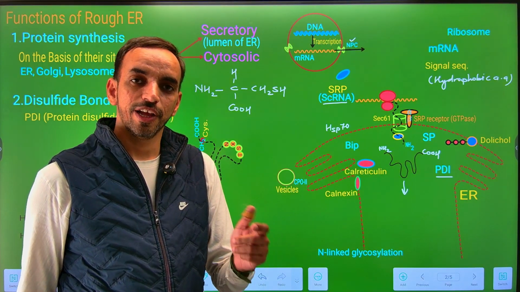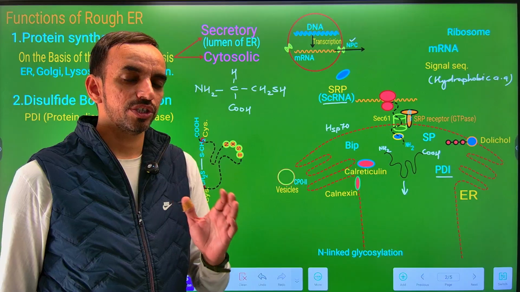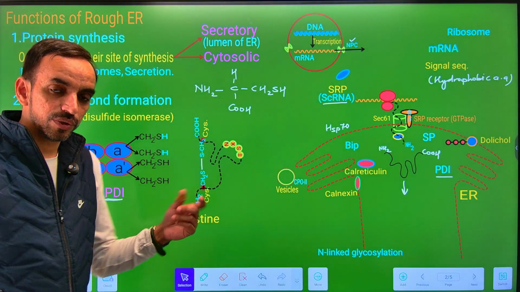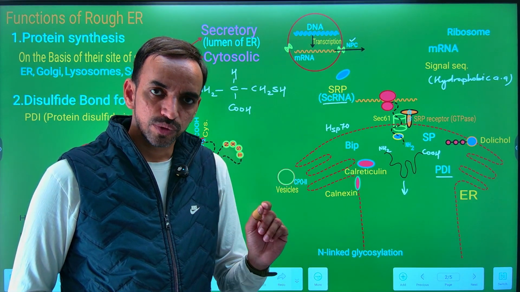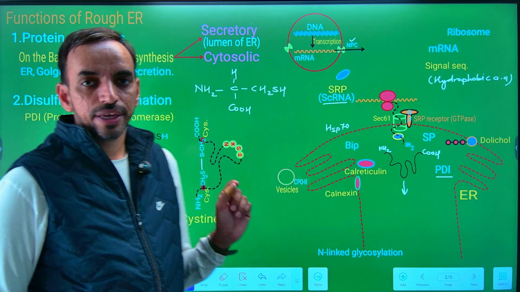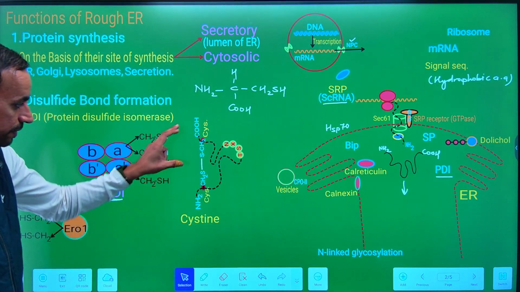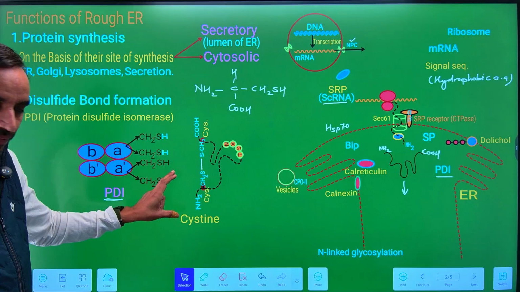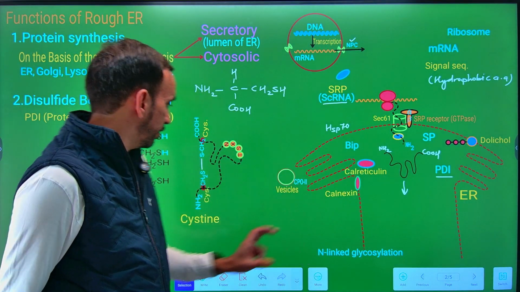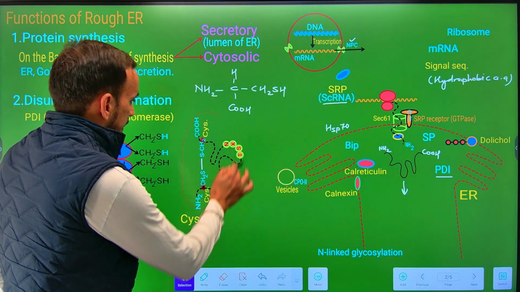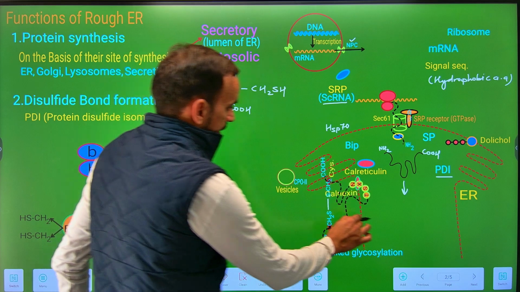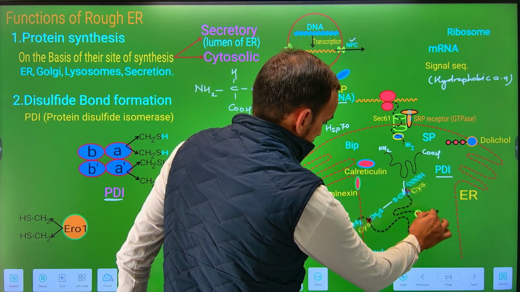like the aromatic amino acids. Aromatic amino acids do absorb, but if the two cysteines remain bound by the disulfide bond, these are known as cystine and cannot absorb the UV radiation of 280 nm. So in this way, a disulfide bond is formed within the lumen of the endoplasmic reticulum. Where do we put this protein back? In the lumen of the endoplasmic reticulum.